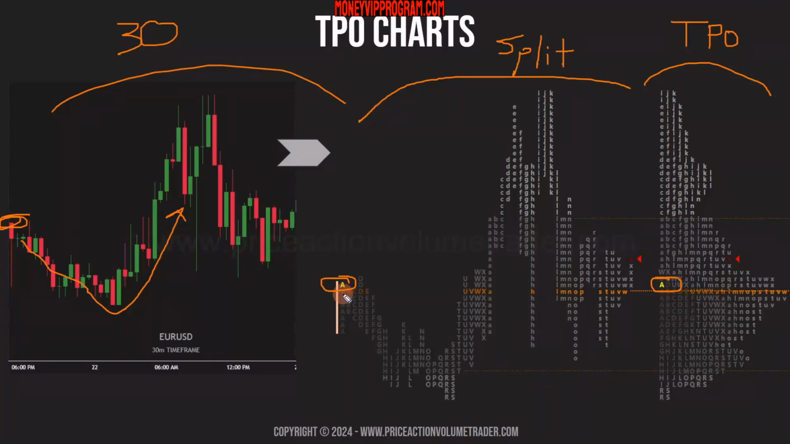We open with the A period, then we have B, C, D, E, F, H. We got a push down. We made a low during the R and the S period right here. Then we pushed up, etc. And then we finished and closed the day off right over here.